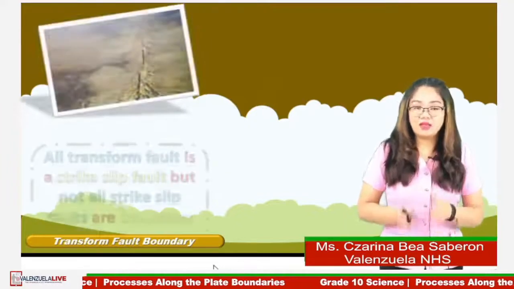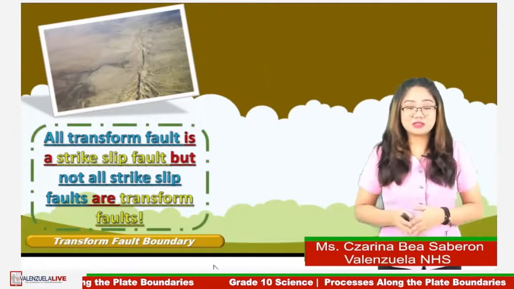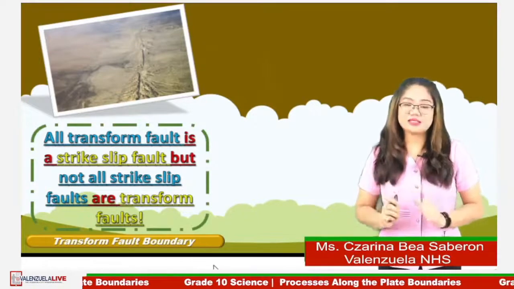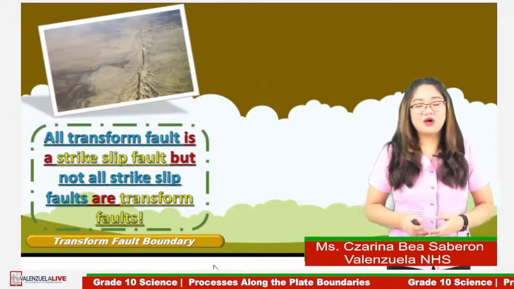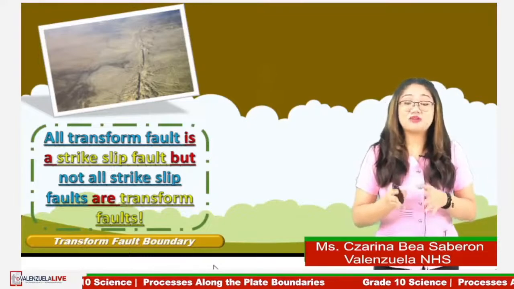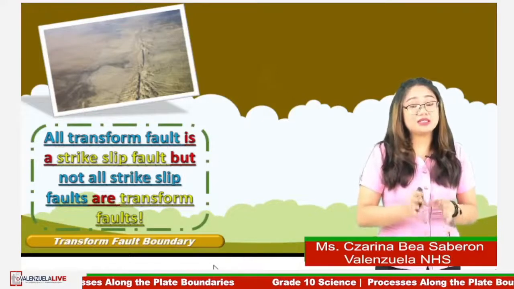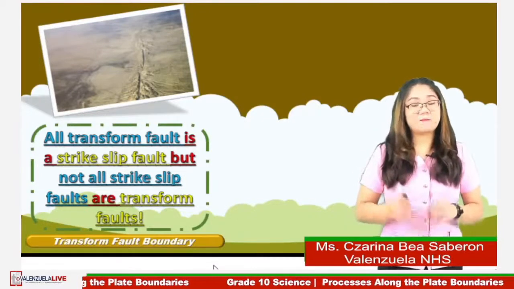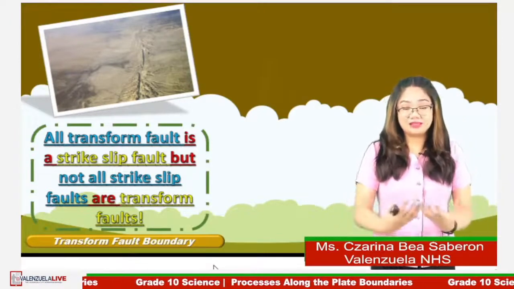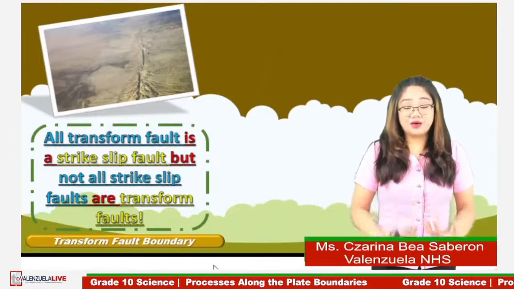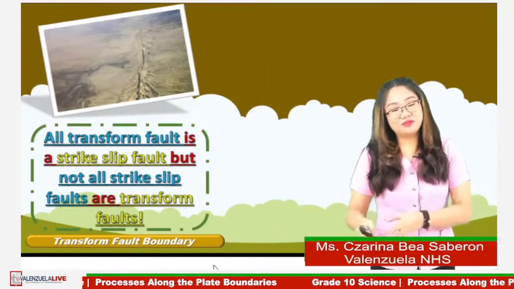And this is due to their opposite relative motion as they slide past one another. Now, take note that all transform faults are strike-slip faults, but not all strike-slip faults are transform faults. Meaning to say, all strike-slip faults found at the edges of the plate boundaries are considered transform fault boundaries. But those strike-slip faults found within the plate, or what we call intracontinental, are not considered transform fault boundaries.